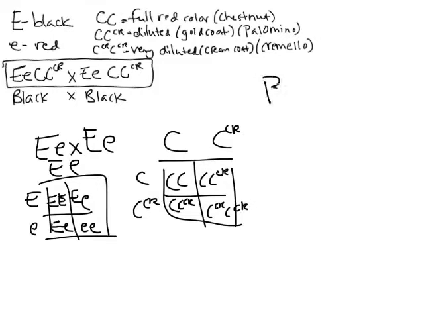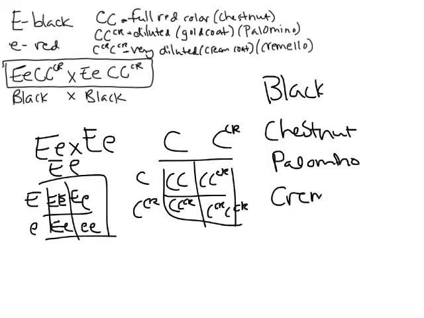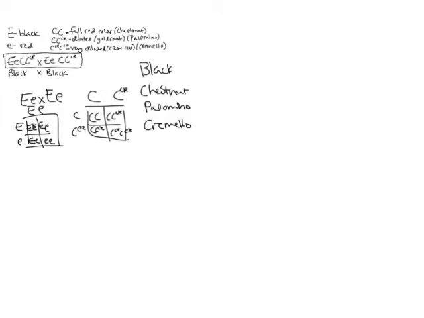So we could get black horses. We could get chestnut horses. It's completely red. We could get palomino. It's the gold. We could get cremello. That's the cream coat. So let's look at our genotypes we need for each of these.